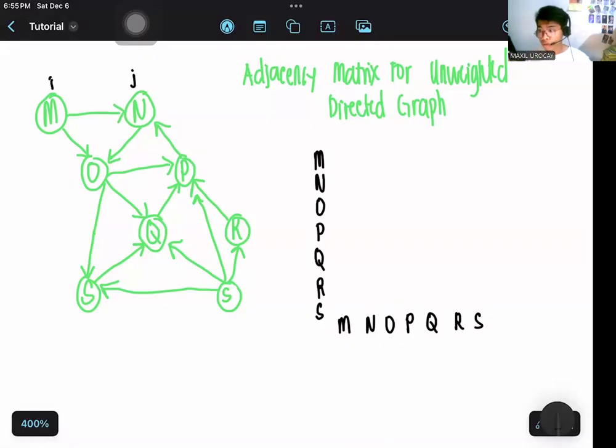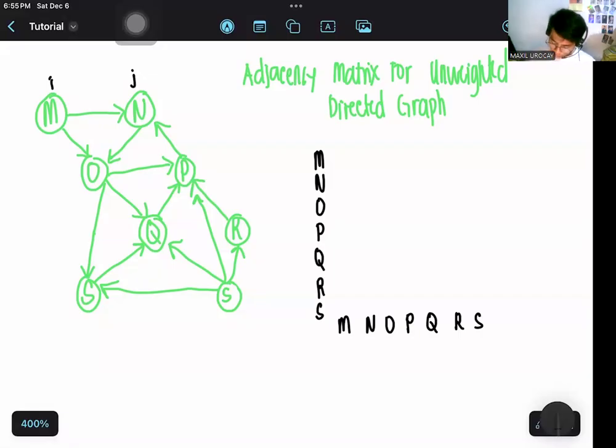Then we deal with the arrow. Where does the arrow point? If the arrow is from M, or from I, pointing to J, then I is adjacent to J. However, J is not adjacent to I. That's how you interpret it, because this is a one-directional representation, and you will not follow the undirected graph where they are bidirectional, meaning that I is equal to J and J is equal to I.